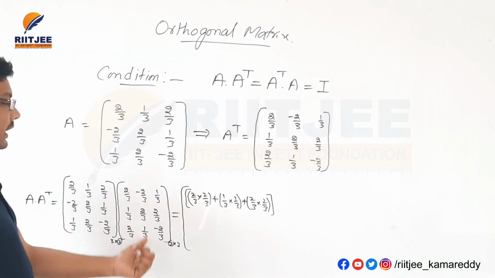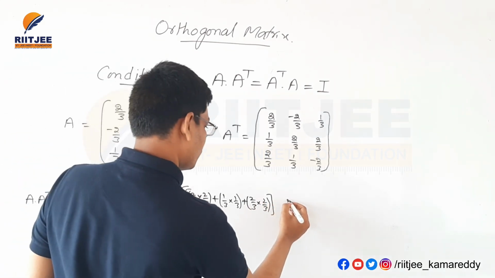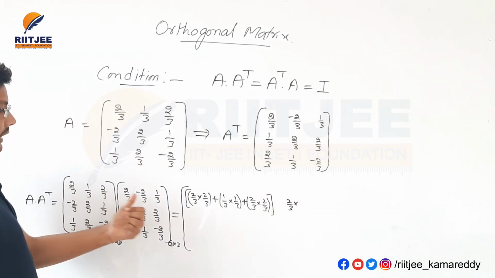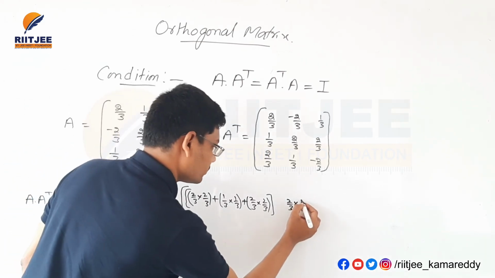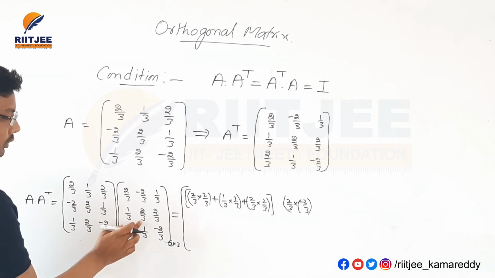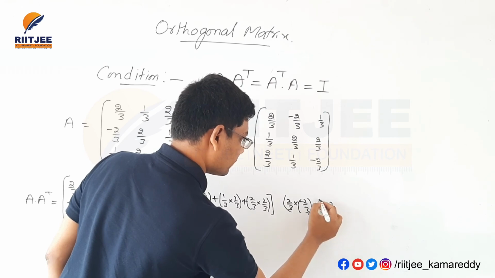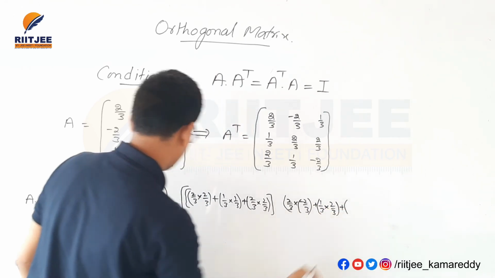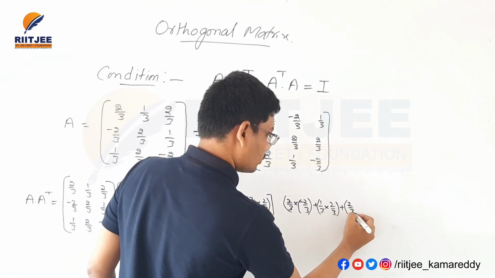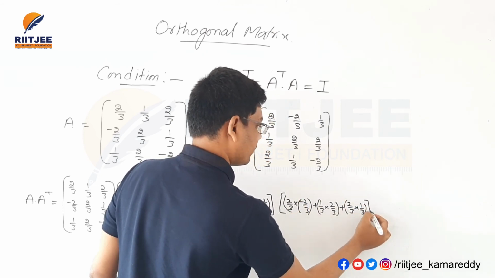Next we should find A12, R1 with C2. 2 by 3 into minus 2 by 3, plus 1 by 3 into 2 by 3, plus 2 by 3 into 1 by 3. This is all about A12.